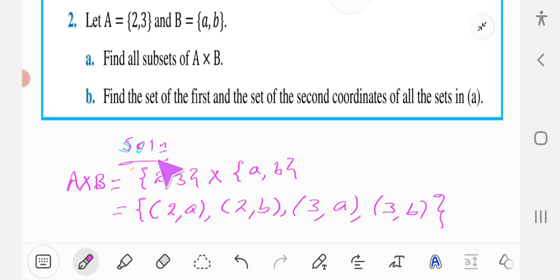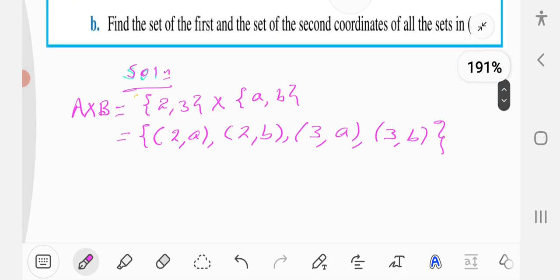Set A has 2 elements, set B has 2 elements, so A cross B has 2 times 2 elements, which is 4 elements. You know that the elements of A cross B are the ordered pairs (2, a), (2, b), (3, a), (3, b). These are the elements: 1, 2, 3, 4. The elements of A cross B are ordered pairs, so the set A cross B has ordered pairs.